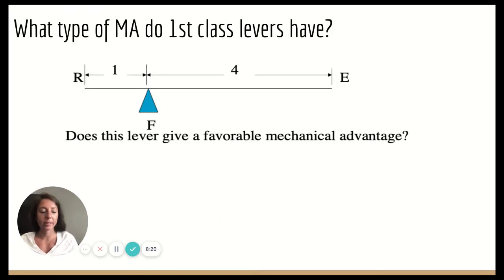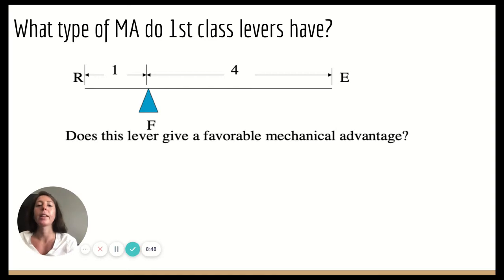So each lever class has a different type of mechanical advantage. So we're going to try and figure out for first class levers, do these have a mechanical advantage? Do they not have a mechanical advantage? Do they sometimes have a mechanical advantage? What is the deal? So here's our first practice at using that formula. Mechanical advantage is the distance from E to F over the distance from R to F. So we'll do this one together and I'll have you do the rest on your own.